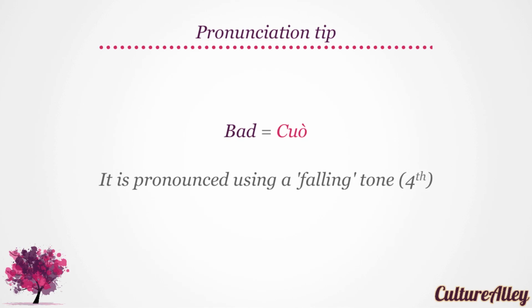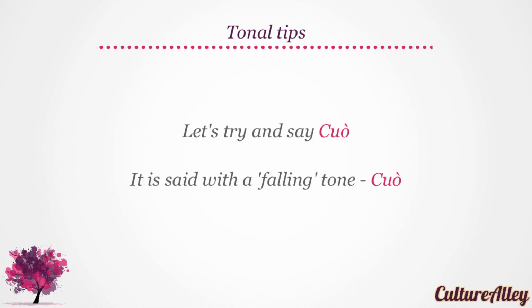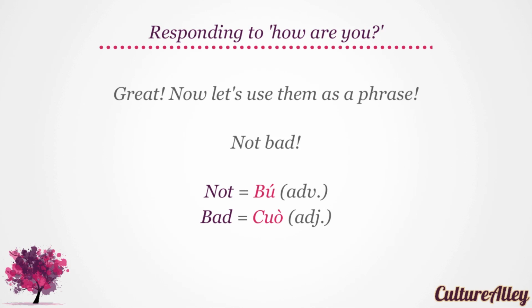Bad translates to 错 and is pronounced using a falling tone, or the fourth tone. Let's try and say 错. It is said with a falling tone, like 错. Wonderful! Great! Now let's use them as a phrase. In not bad, the adverb not translates to 不, while the adjective bad translates to 错.